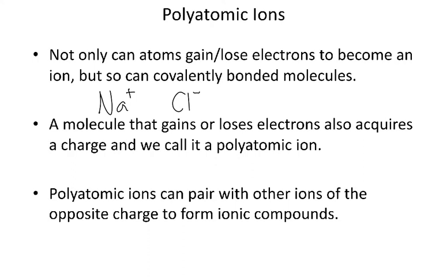To give you an example of a polyatomic ion, one is the nitrate ion. It is composed of one nitrogen and 3 oxygens, and altogether this molecule gains an extra electron to give it a -1 charge.